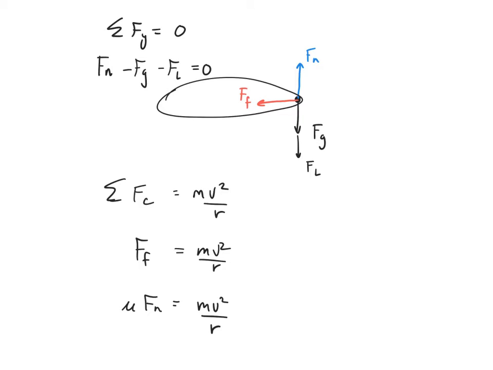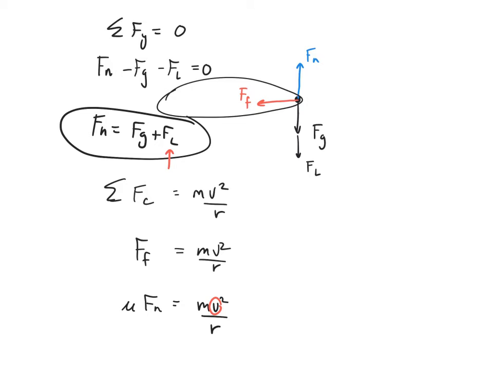So if the car starts going faster, v goes up, so therefore Fn has to go up. But if v goes up, so does Fl. And if Fl goes up, so does Fn. How do I know that? Because look, solve this one up here for Fn. Fn equals Fg plus Fl. So if I start getting a larger v value, that means the lift force goes up. If the lift force goes up, that means the normal force goes up, which causes this to go up right here.